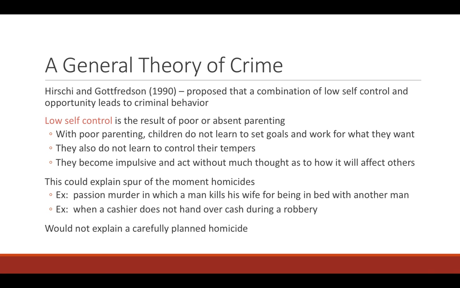A passion murder in which a man kills his wife for being in bed with another man, or when a cashier doesn't hand over cash during a robbery. This is not a theory that would explain something that's carefully planned, because something that's carefully planned is by nature not impulsive.